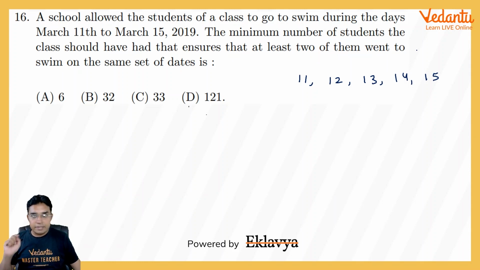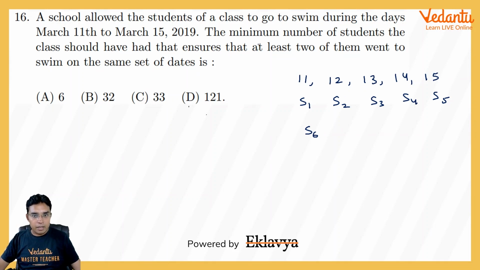Okay, now please listen carefully. They have given option 6 also. It looks like there are 5 days. So maybe if there are 6 students, there has to be at least 2 students who will be going on the same day. Maybe if there were 5 students, I could have had student 1 go to this date, student 2 to this date, 3 to this, 4 to this, 5 to this. But if there are 6, then the 6th student has to go on any one of these dates. Let us say 6 here.